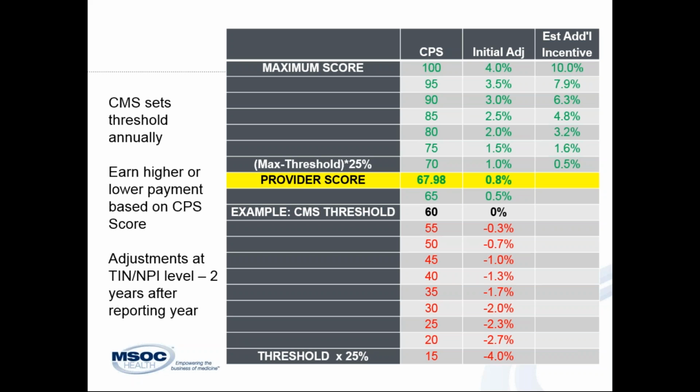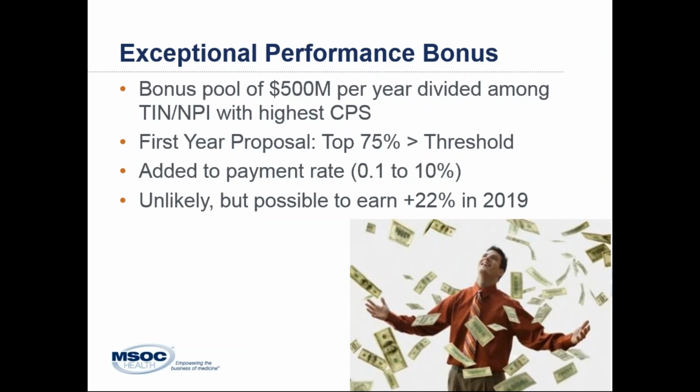And CMS is proposing that that will range from 0% to 10% total. So what that means is, while it's very, very, very unlikely, it is possible to earn as much as 22% more than the standard allowable in 2019. If you had a composite performance score of like 100 or very close to 100, and you might be right at the top, and if CMS had enough money from the money they save to redistribute the full amount.